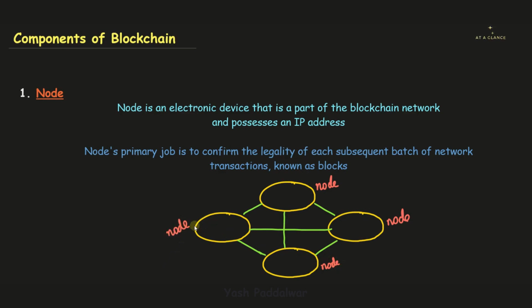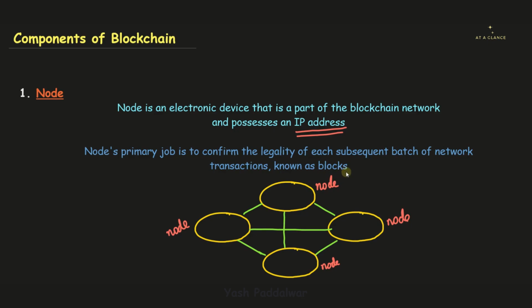Now, every single node will be having a unique IP address, which will make it unique in the entire network. So, no two nodes will be having the same IP address. Now, there is one more job of a node, and it is nothing but to confirm the legality of each subsequent batch of network transactions, that is nothing but a block.